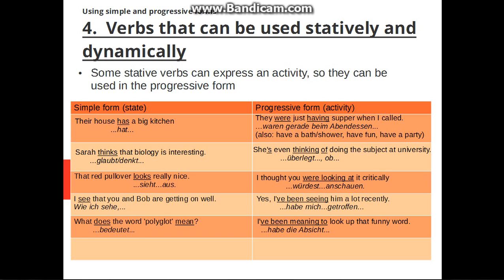What does the word polyglot mean? Das mean heißt bedeutet. I've been meaning to look up that funny word. Ich habe die Absicht.